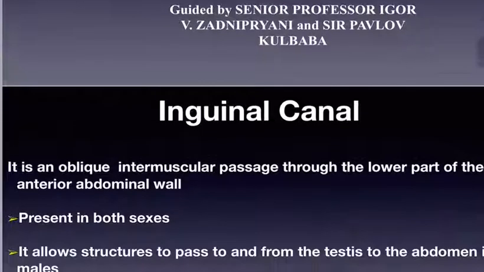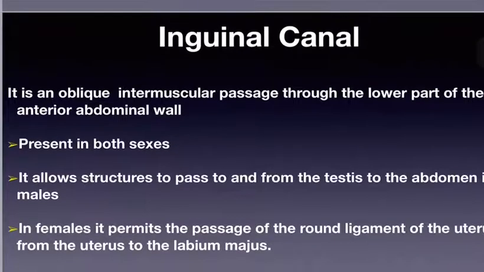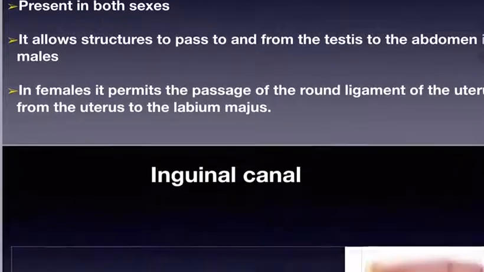Now let's begin. Inguinal canal. It is an oblique intermuscular passage through the lower part of the anterior abdominal wall. It is present in both sexes. It allows structures to pass to and from the testes to the abdomen in males. In females, it permits the passage of the round ligament from the uterus to the labium majus.